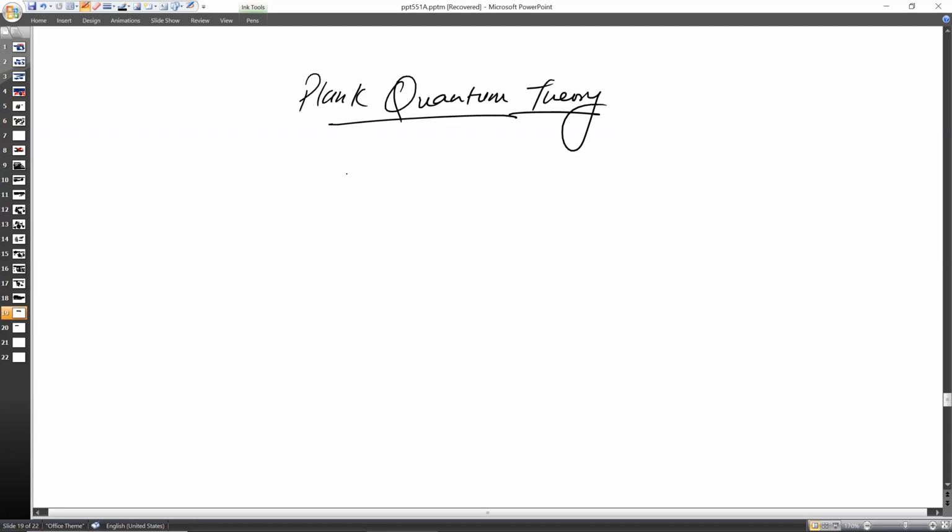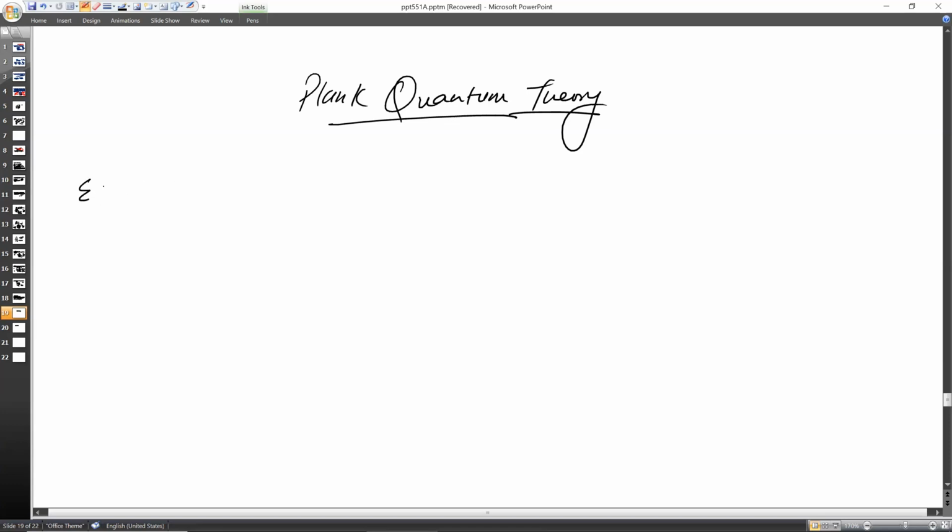So what Planck said is that whenever an electron is absorbing light or energy, it absorbs the energy in the form of discrete packets. It does not absorb the energy in a continuous manner. It absorbs the energy in a discontinuous manner, in the form of energy packets.